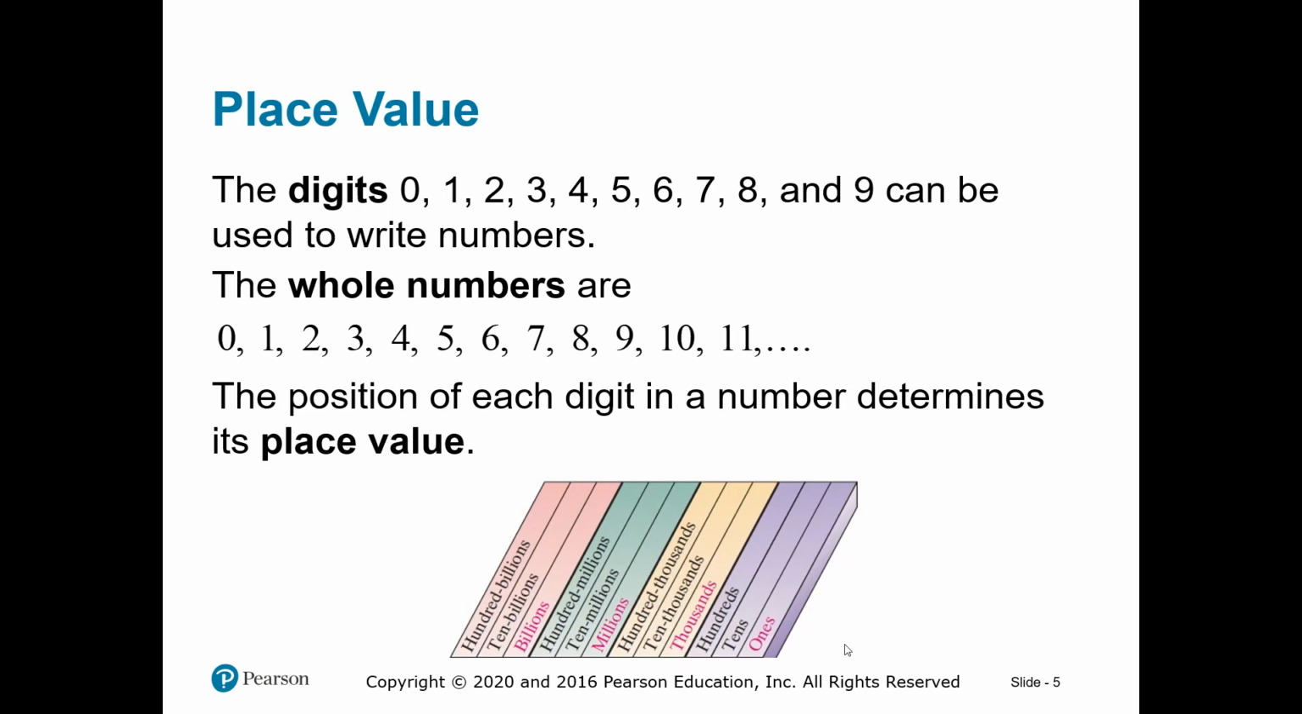Now the position of each digit in a number determines its place value. So if you look at the table below, we have ones, tens, hundreds, thousands, 10,000s, 100,000s, millions, and so on. You can look at the table for yourself. But each number, when you write a number, has a place value. Okay, and we have to determine what those are. Now decimals also have place values as well, but in this video we're not going to focus on that. So just know that every number, when you write it down, has a place value.